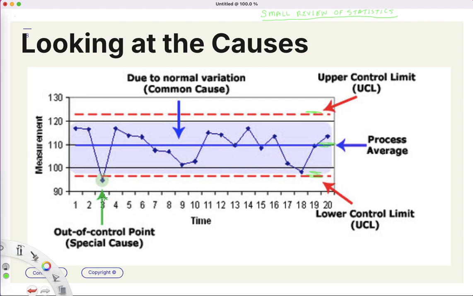So there's a brief rundown of overall general statistics. Now we're going to do a little experiment where you get to try out and see how you can use and explain possible common cause and special cause.